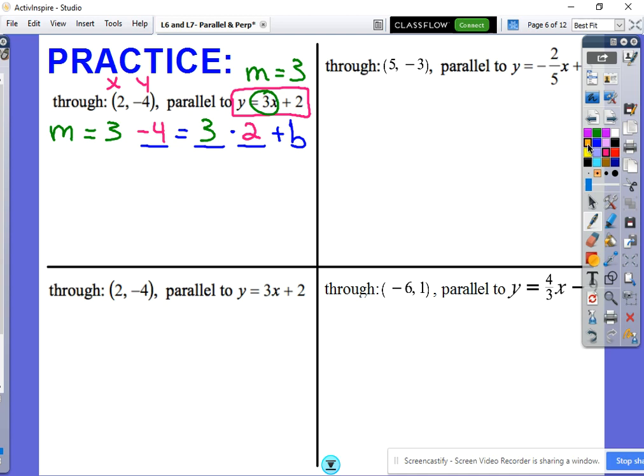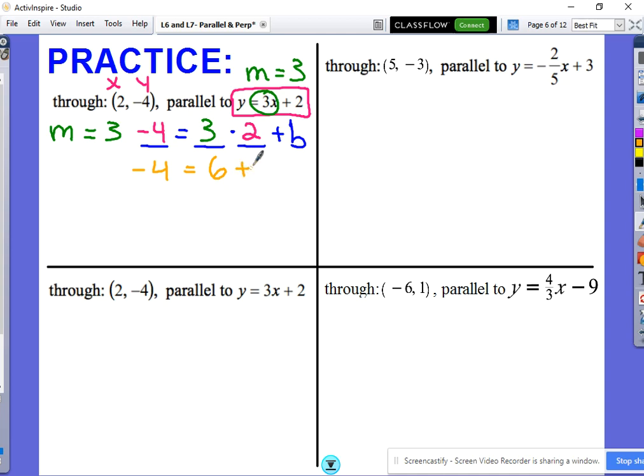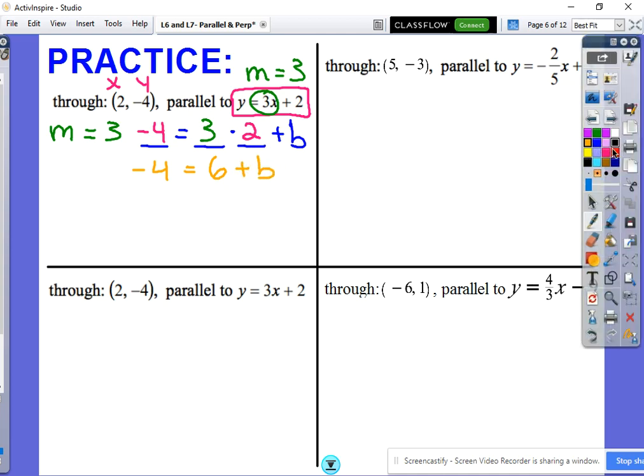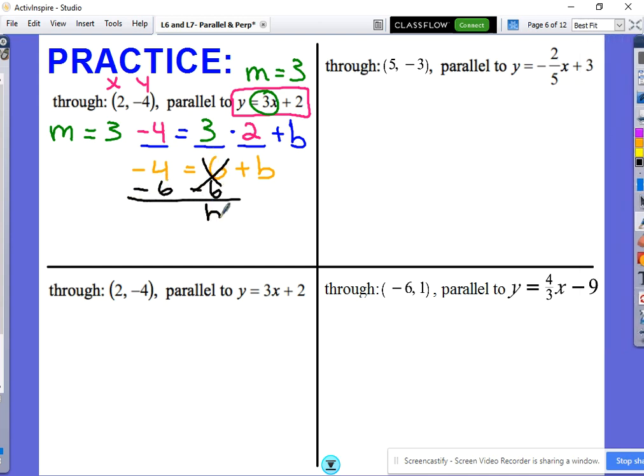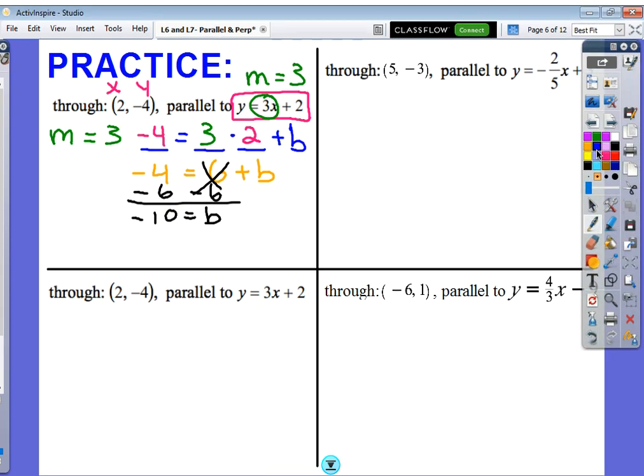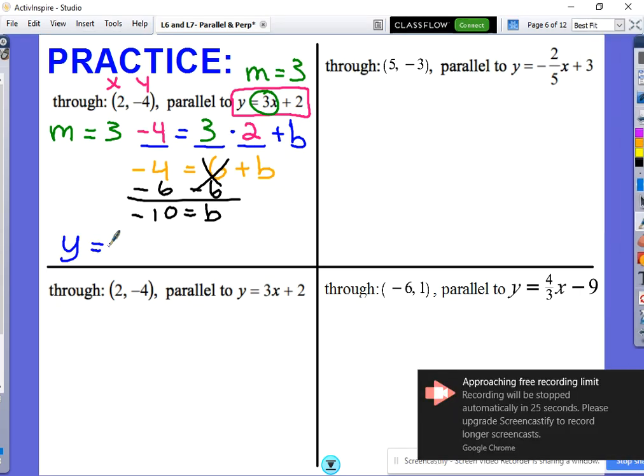Let's simplify. If we simplify, we're going to be left with -4 equals 3 times 2, which is 6, plus b. If we solve for b, we're going to subtract the 6 over, and it cancels out. So b equals -10. So now that we've got our b value, and now that we have our m value, we can rewrite our final equation. y equals 3x minus 10. There we have the line that is parallel to y equals 3x plus 2, but it goes through the point (2, -4).